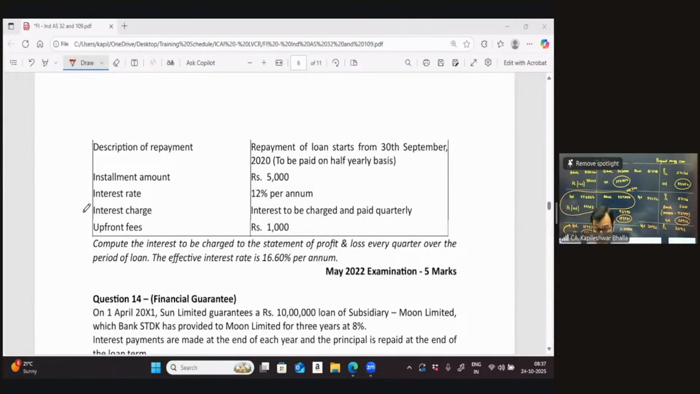A similar kind of question is there in the study material as well, but I think in the study material the effective interest rate is not given, unlike in this particular case. It says compute the interest to be charged in the statement of P&L every quarter over the period of the loan, and the effective interest rate is already given per annum. So maybe we can make a ledger account just for a period of 1 year instead of making the ledger account for all the years put together.